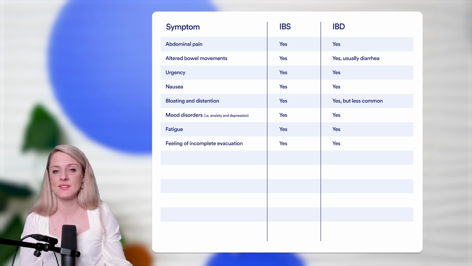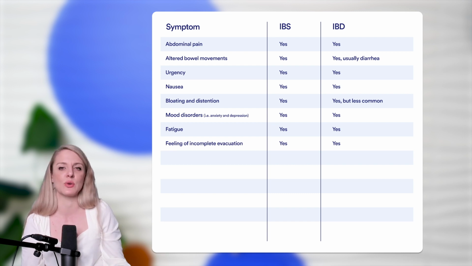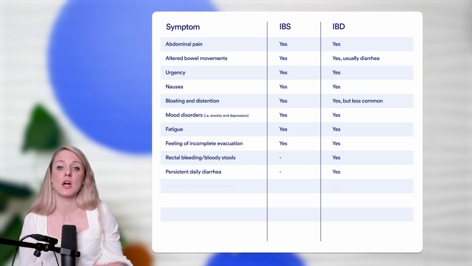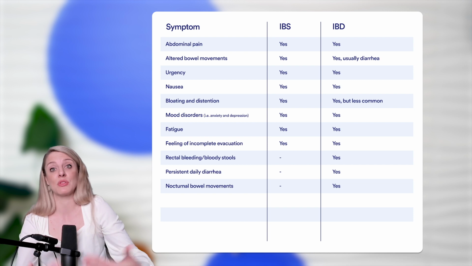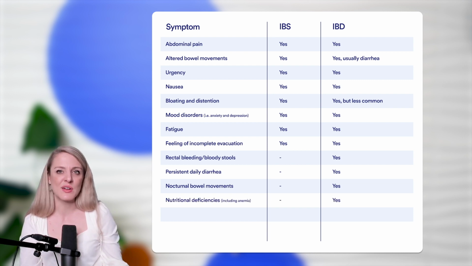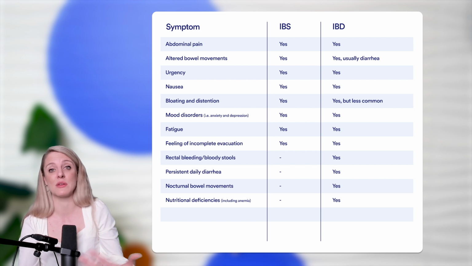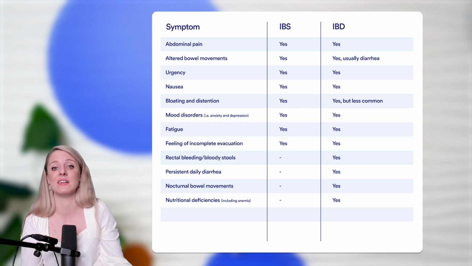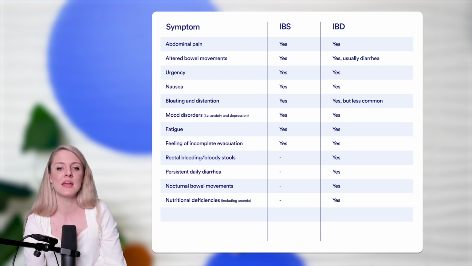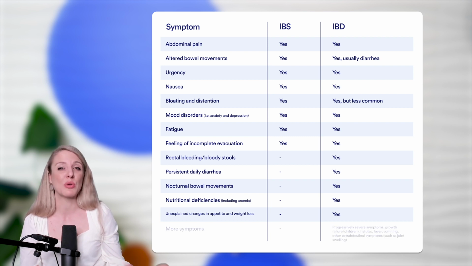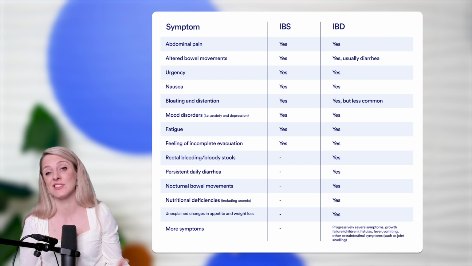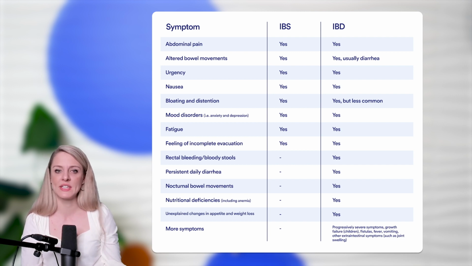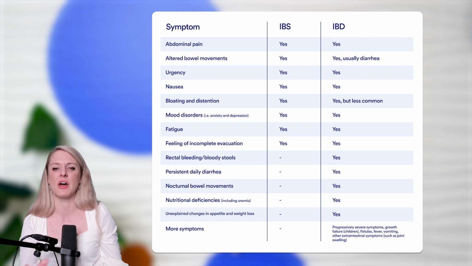Now, some features that you may see in IBD that you don't really see in IBS are going to be things like rectal bleeding or bloody stools, persistent daily diarrhea, nocturnal bowel movements, so those which are happening throughout the middle of the night. Nutritional deficiencies can also happen from intestinal damage. So, the absorptive surfaces of the intestines maybe aren't working as well. And so you can have issues like anemia, for instance. Also unexplained changes in appetite and weight loss, progressively severe symptoms, growth failure in children in particular with IBD, fistulas, fever, vomiting, and then some other extraintestinal symptoms like joint swelling, for instance.